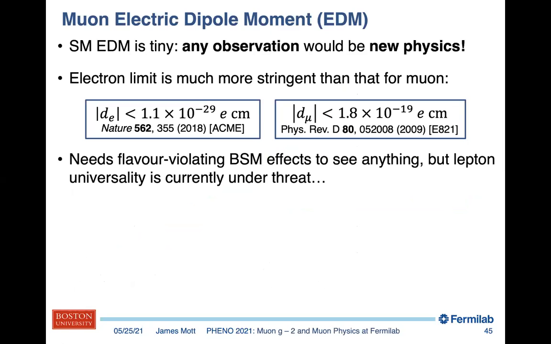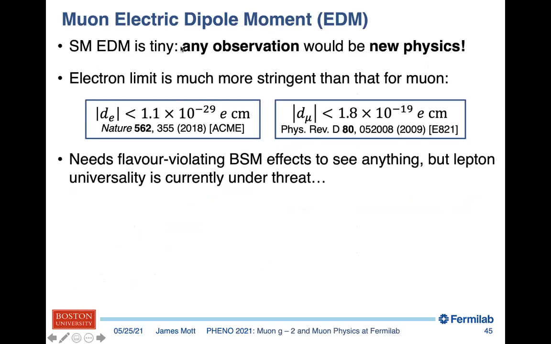In the last few minutes here, I just wanted to highlight some other results coming out of this experiment and the Fermilab campus. So as well as the anomalous magnetic moment, a_mu, and the magnetic dipole moment, we also can search for an electric dipole moment. As you know, the standard model electric dipole moment for the muon is tiny. Any observation we see would be a sign of new physics.